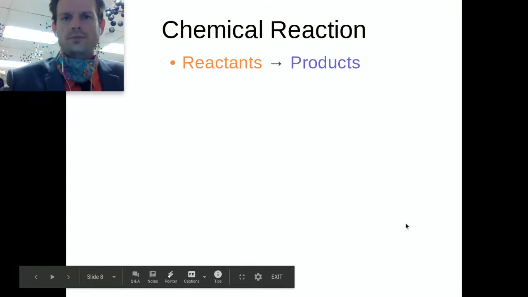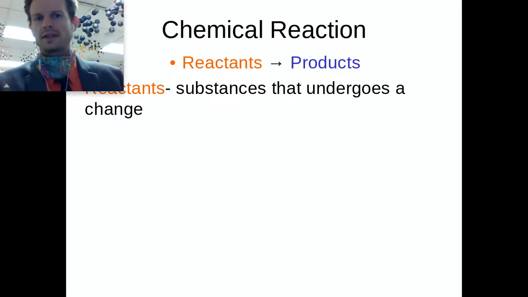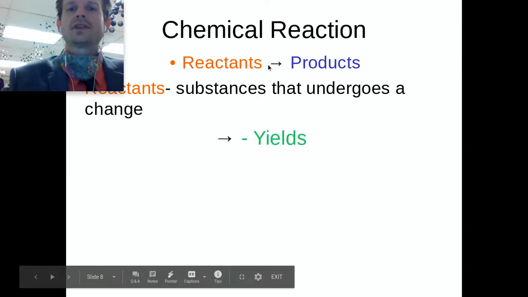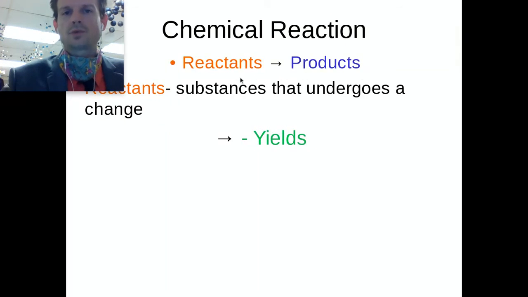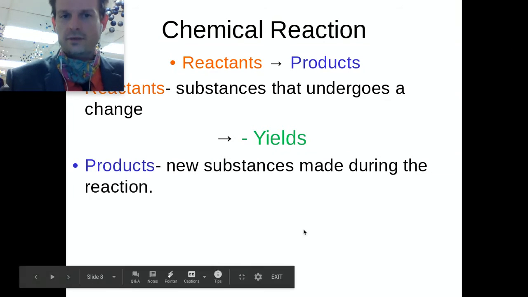All right, so what makes a chemical reaction? And again, these you should know. So we have reactants and we have products. The reactants are what goes in, right? They're the substances that are going to undergo the change, right? Then we have this yield sign right in the middle, right? So reactants yield products. Reactants make products. Reactants become products, right? After we've gone through those. So products are the new substances that are made.